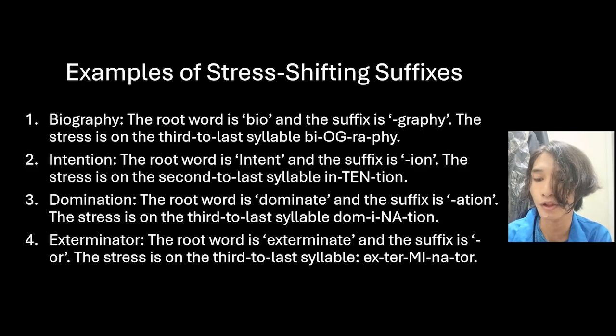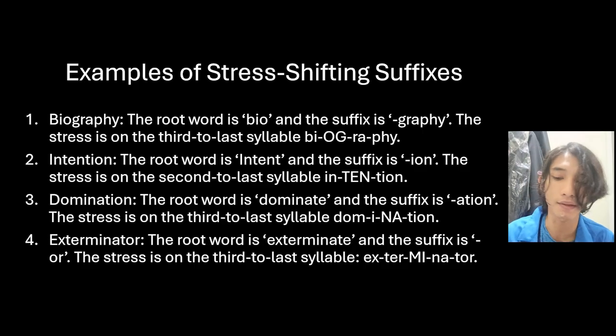The second is intention. The root word is intent and the suffix is ion. The stress is on the second to last syllable, intention. The third is domination. The root word is dominate and the suffix is ation. The stress is on the third to last syllable, domination. And the last is exterminator. The root word is exterminate and the suffix is or. The stress is on the third to last syllable, exterminator.